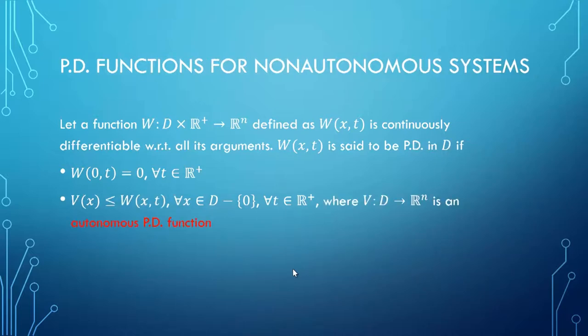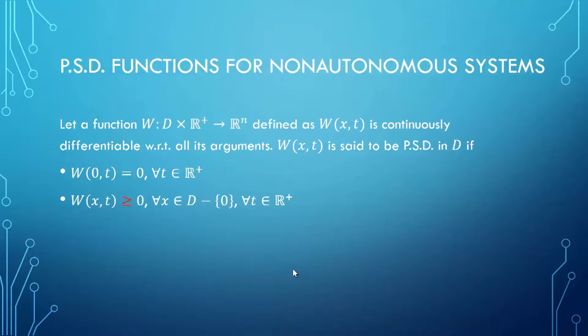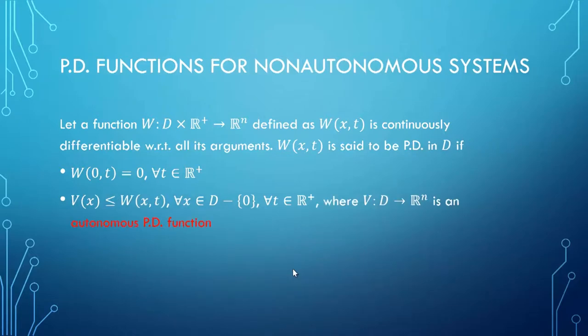So what is PD? To define PD is not straightforward. This first condition is the same as before, as PSD, but the second condition is different. In the second condition, you need to find another PD function which is not dependent on time. This function only depends on x, not on time. And you need to find a PD, non-autonomous function that lower bounds this W function. If you can find this, then we say W is a PD function.